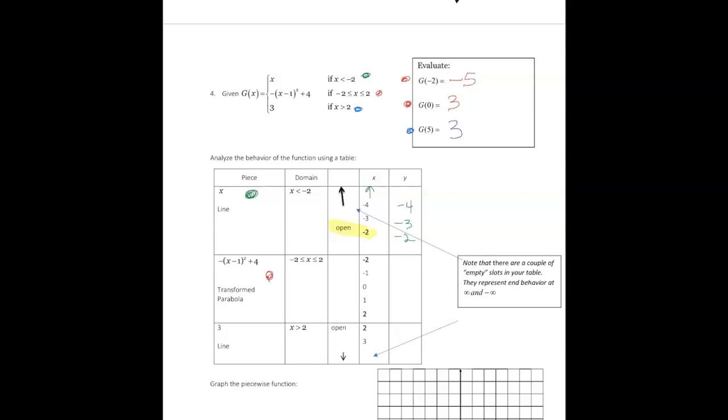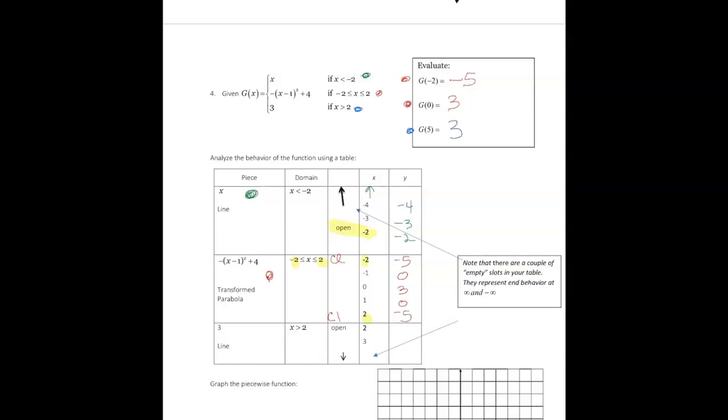And this is the parabola. Notice that they put in our starting and ending points, and I would just write that this is closed here and closed here. You should get the following values: negative 5, 0, 3, 5 again. Okay, that's your parabola.